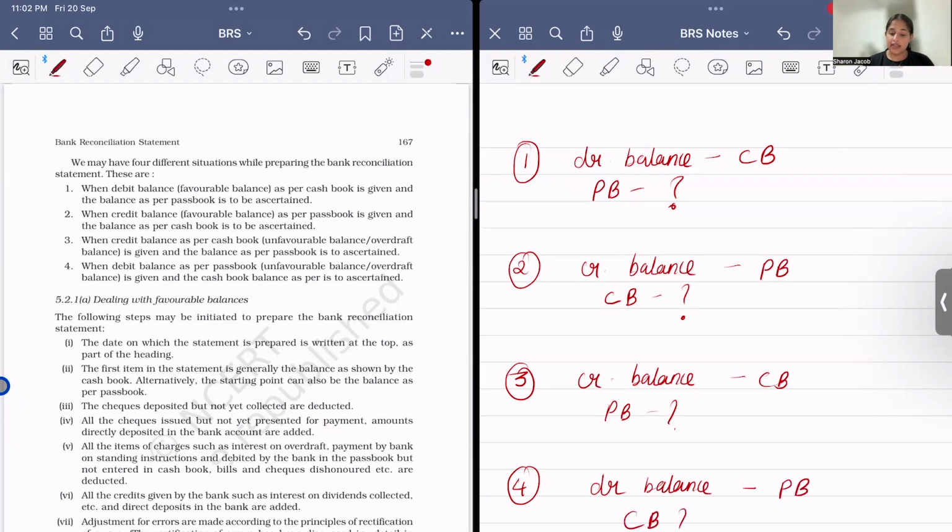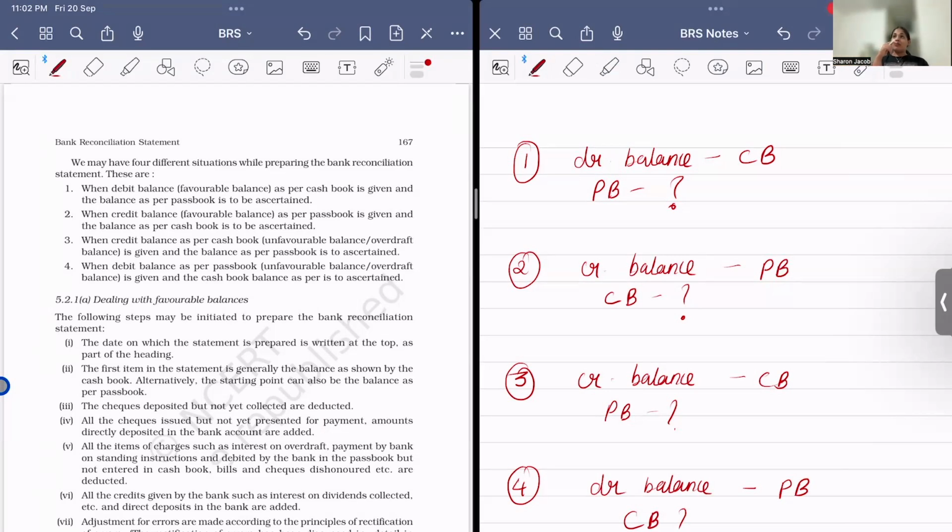Now, do you understand that a debit balance in cash book means it's a favorable balance, meaning money, the receipts are more than the payments. There is money in the account. So the same thing, debit balance in cash book will be a credit balance in passbook. The logic over here is, whose money is the bank keeping safe? Is it their own money? No, it is our money.